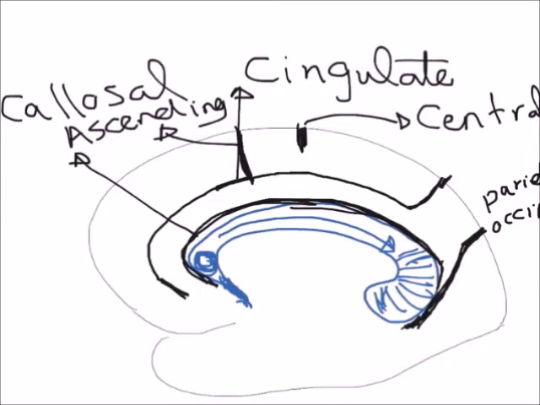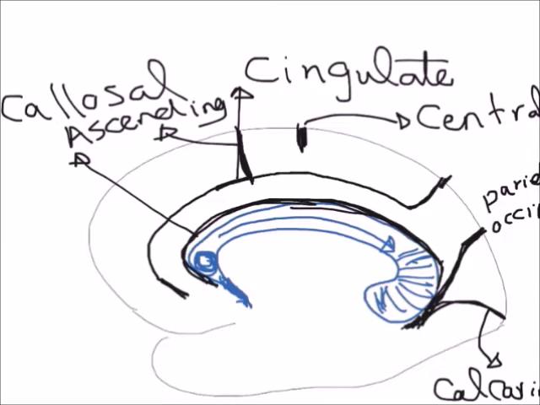Another very important sulcus here is called the calcarine sulcus. The calcarine sulcus also extends from just below the splenium of the corpus callosum, and along the whole medial occipital surface of the brain.